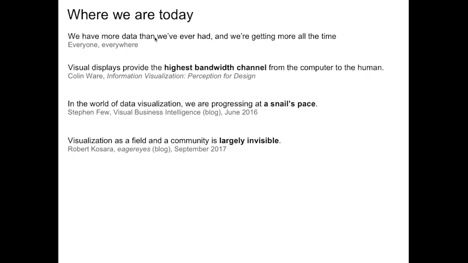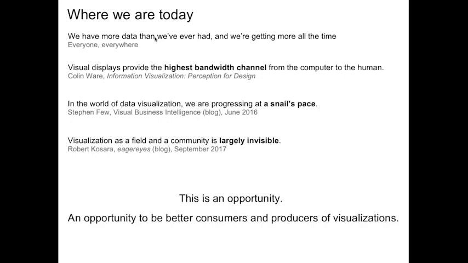So what is this? We have more data all the time, we have a high bandwidth channel, but we're progressing at a snail's pace, and the community is largely invisible. This is an opportunity. It's an opportunity to be better consumers and producers of data visualizations, and therefore distinguish your work and your products from your competitors, and all those other good things, to keep on the leading edge of something that we agree is going to end up being really important for the foreseeable future.